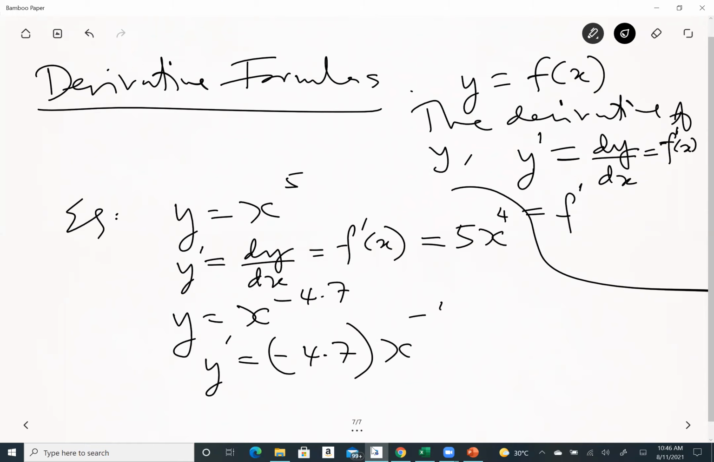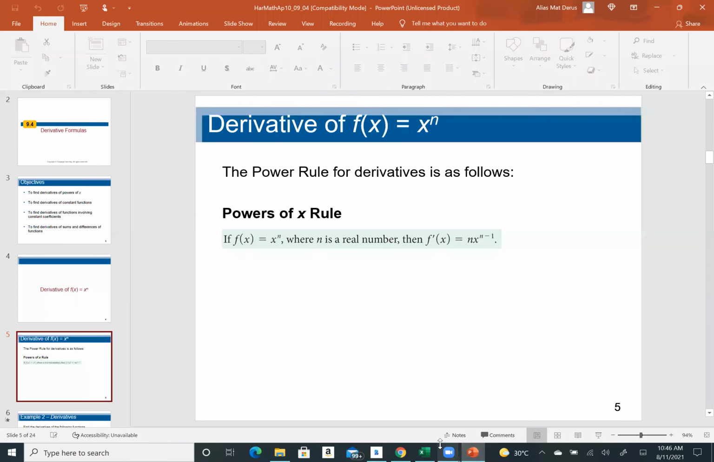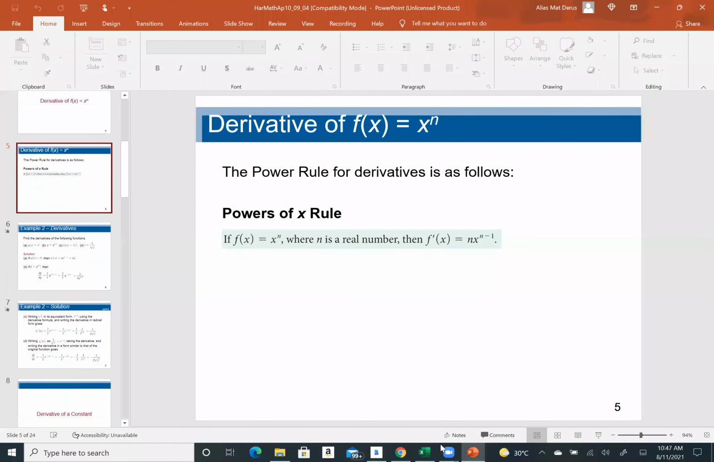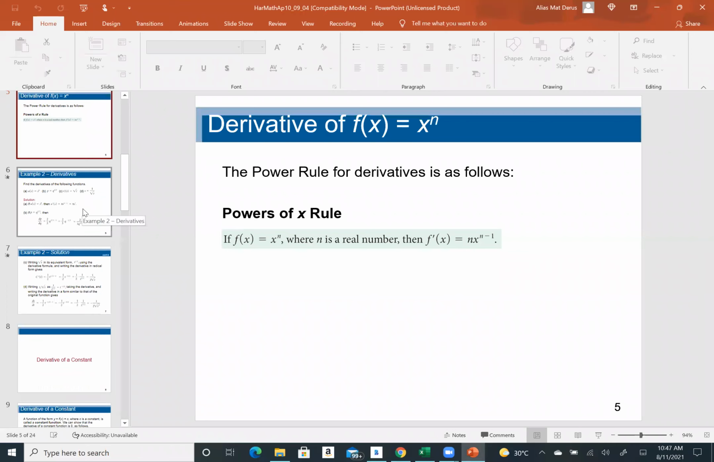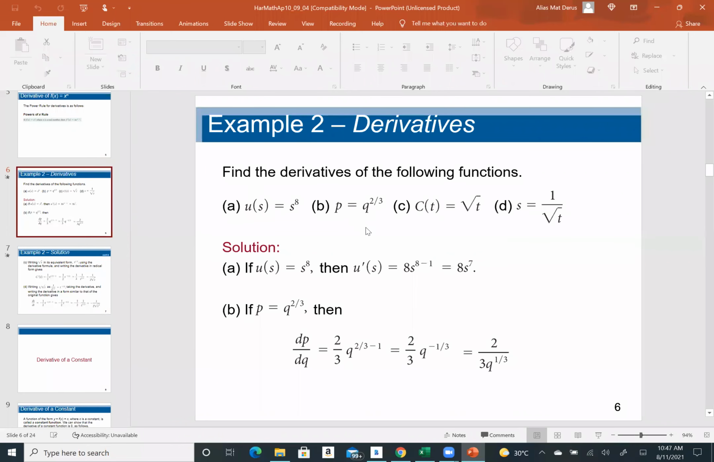Okay, so these are two examples. That is what you call the power rule. So let me check. I think these examples are in the book.